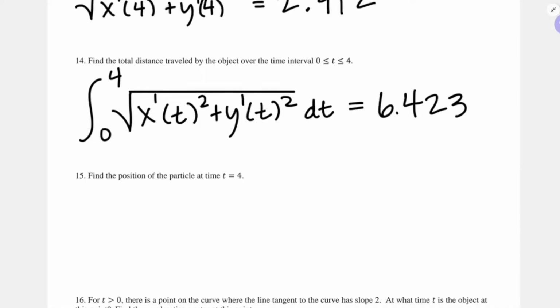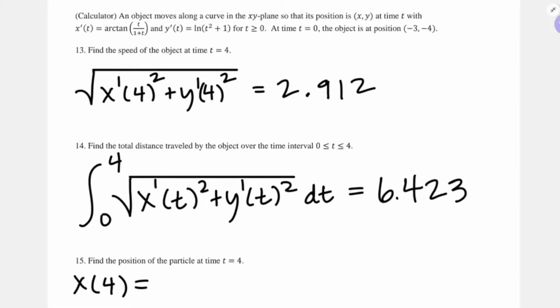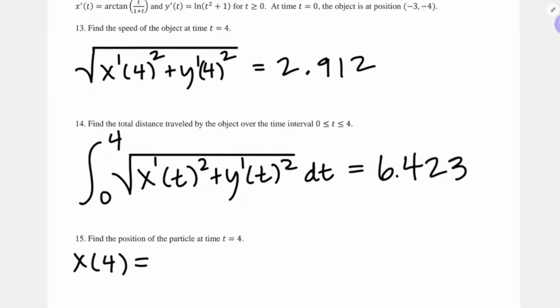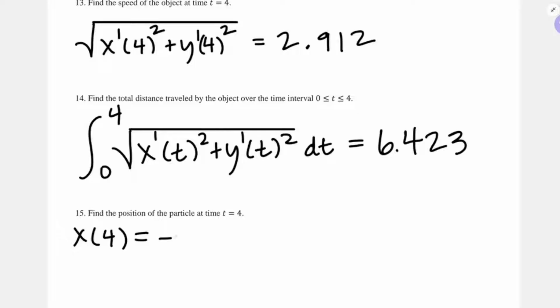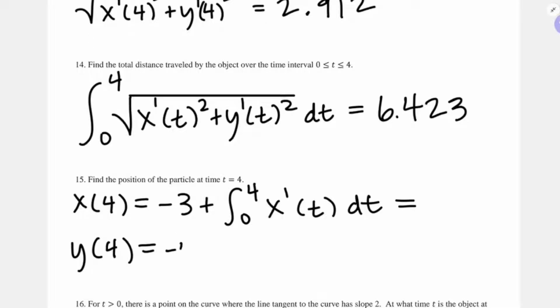And the position of the particle at time t equals 4. And x of 4 will equal, it told us the position at time t equals 0 up there, so I'm going to say x of 4 is x of 0, negative 3, plus the integral from 0 to 4 of the derivative of x. And I'll also set up the other one to save myself some time. The y-coordinate was negative 4, so negative 4 plus the integral from 0 to 4, but this time the derivative of y.